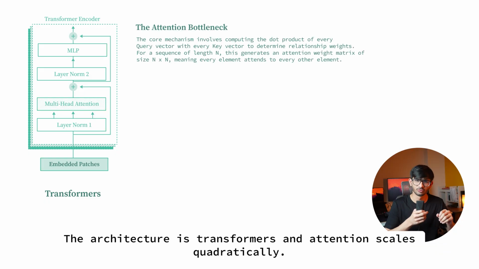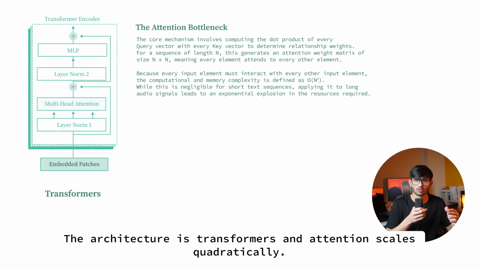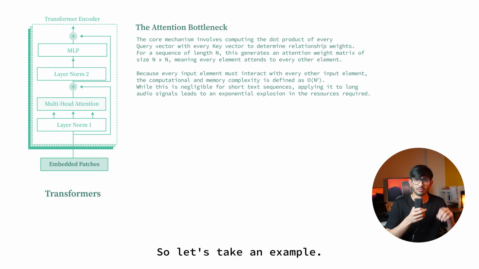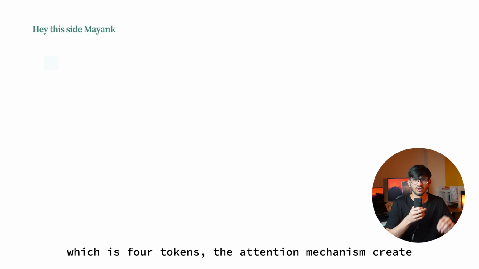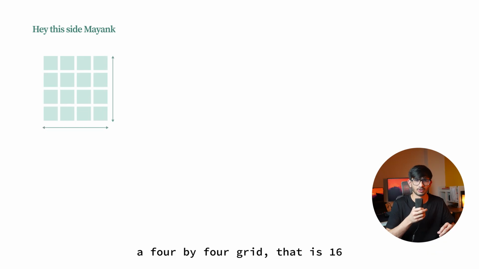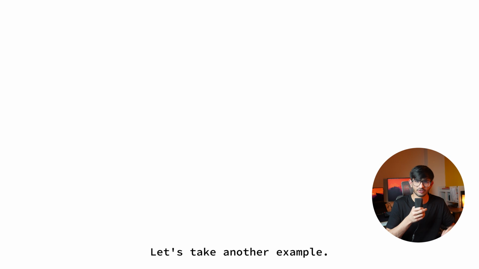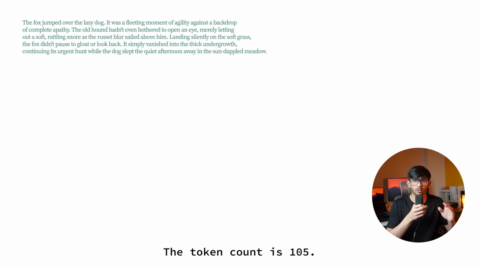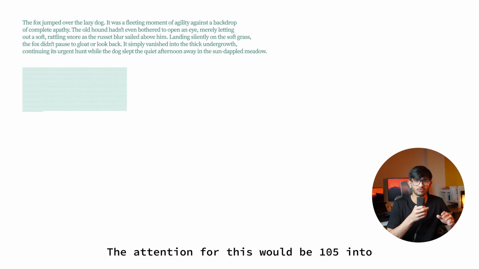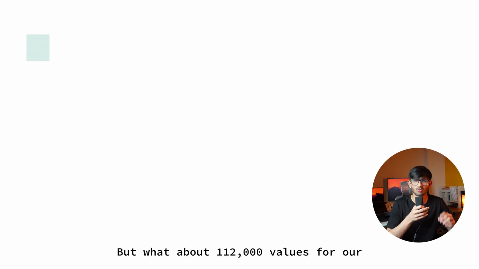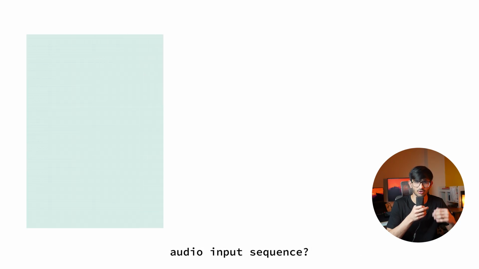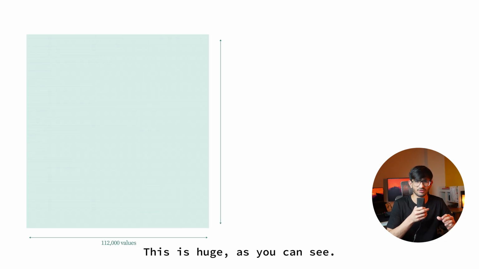The architecture is transformers and attention scales quadratically. So let's take an example. If I have the sentence, hey, this is Mayank, which is 4 tokens, the attention mechanism creates a 4x4 grid, that is 16 values, which is perfectly fine. Let's take another example. Here is a paragraph. The token count is 105. The attention for this would be a 105 by 105 grid, which is about 11,000 values. Still manageable? But what about 112,000 values for our audio input sequence? This is huge, as you can see.